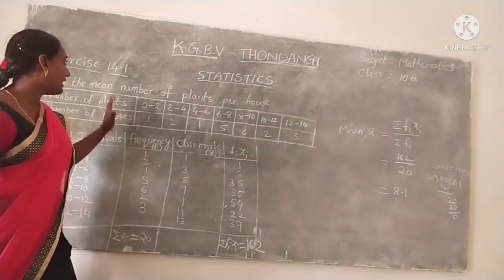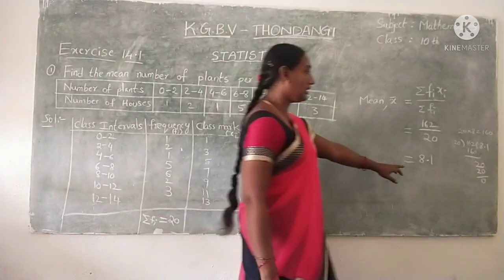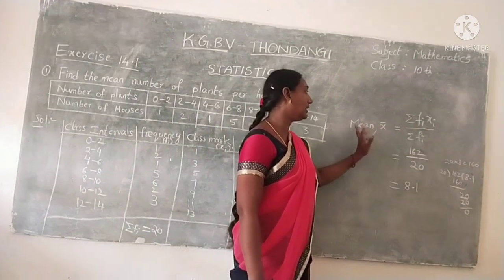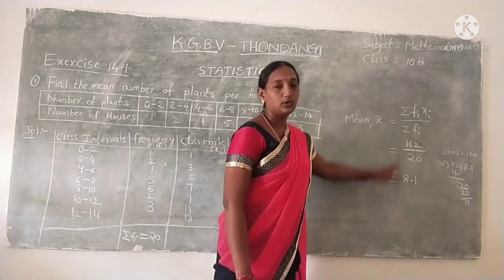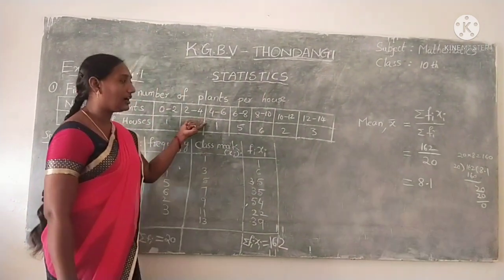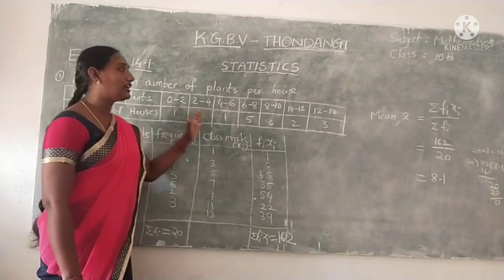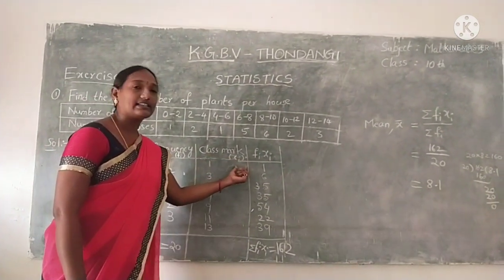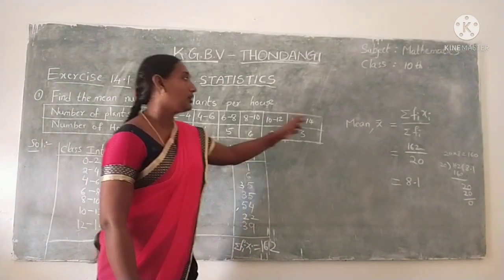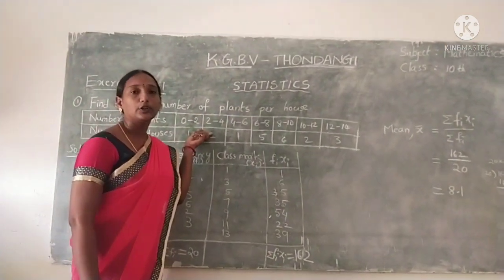So children, the mean number of plants per house is 8.1. We used the direct method for finding the mean. Why do we use the direct method here? Because the numerical values of Fi and Xi are very small. That's why we use the direct method to find the mean for the given grouped data.